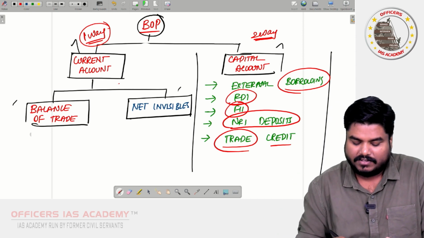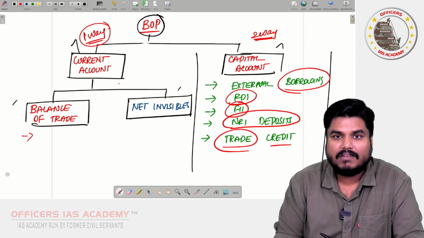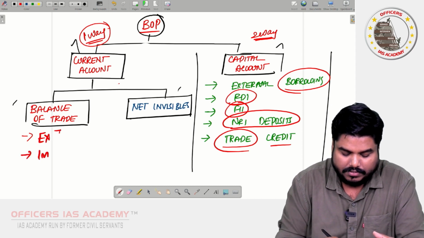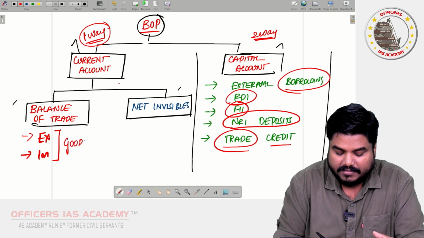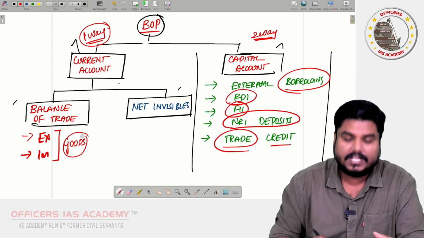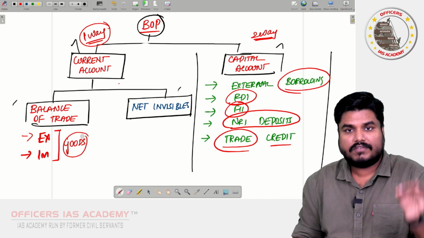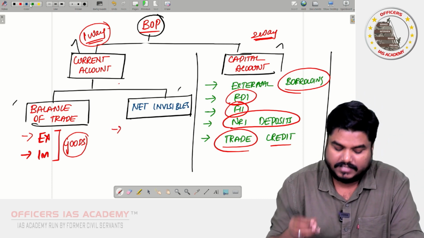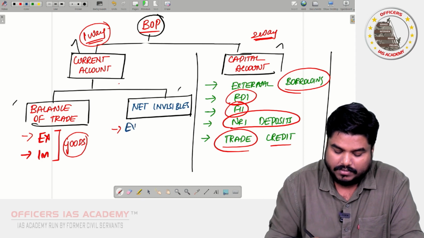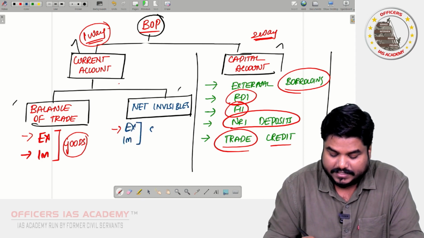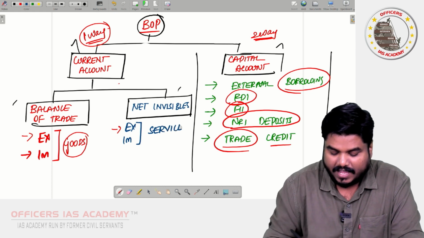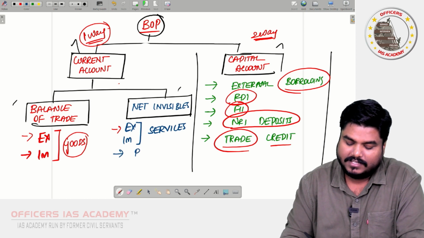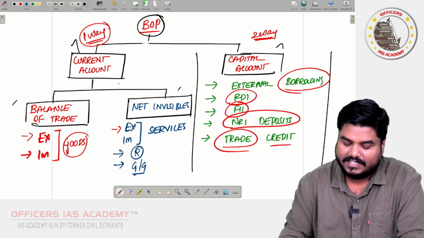Under the balance of trade, I will be noting down the exports and imports of goods only. In the net invisibles, I will note down the exports and imports of services. I will note down the remittances. I will note down the gifts, grants, all those items.